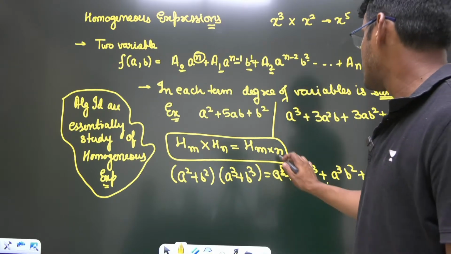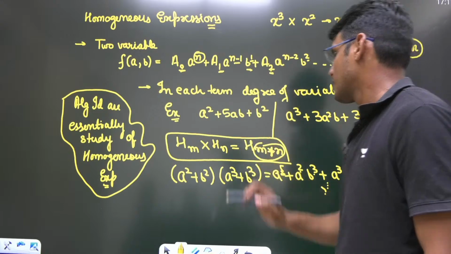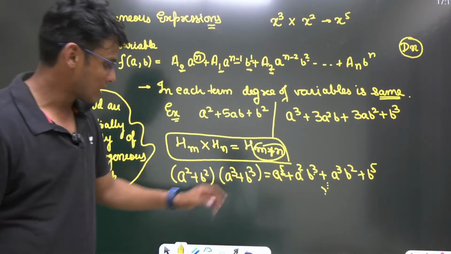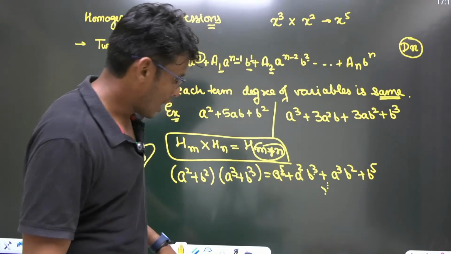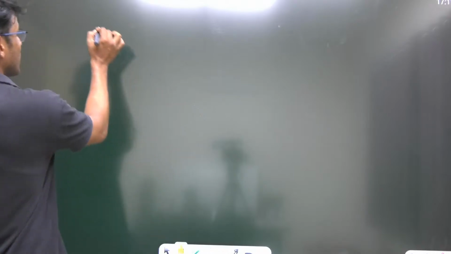Yeah, H m plus n. Sorry. H m plus n. Thank you. This is going to be m plus n. Yes, not m cross n, it is m plus n. Got it. Okay. So now let me give you a whole new perspective, like I say.